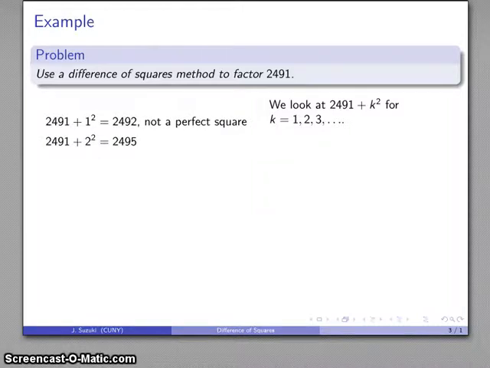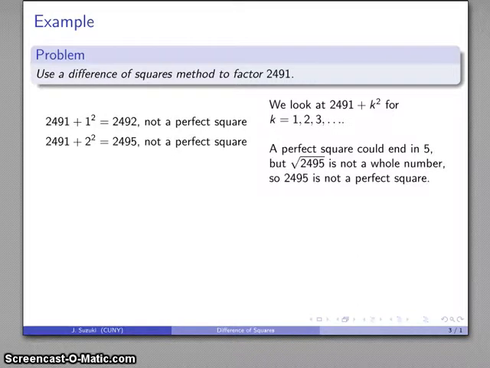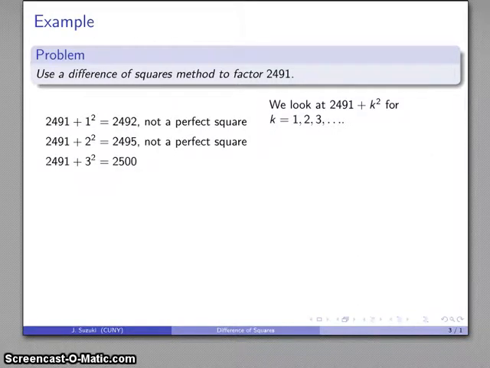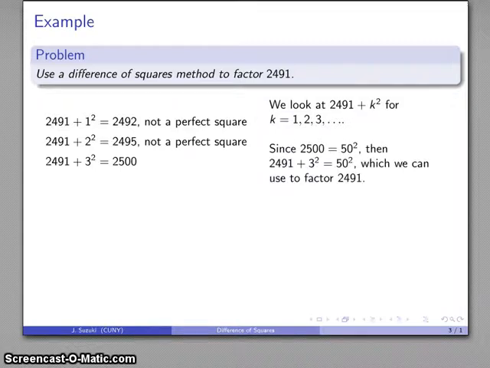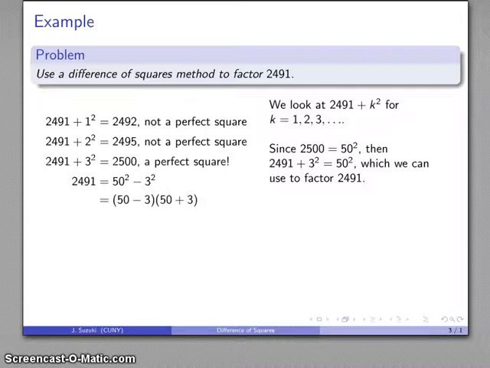2491 plus 2 squared is 2495, which could be a perfect square, but it isn't. So we'll move on to the next one. 2491 plus 3 squared is 2500, which is definitely a perfect square. It's 50 squared. And so that gives me the option of writing 2491 as 50 squared minus 3 squared. And then that right-hand side factors, and my number is a product of 47 and 53.